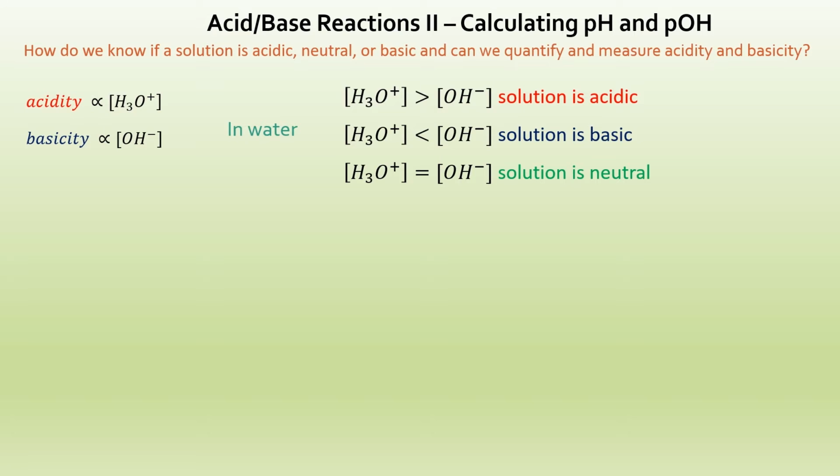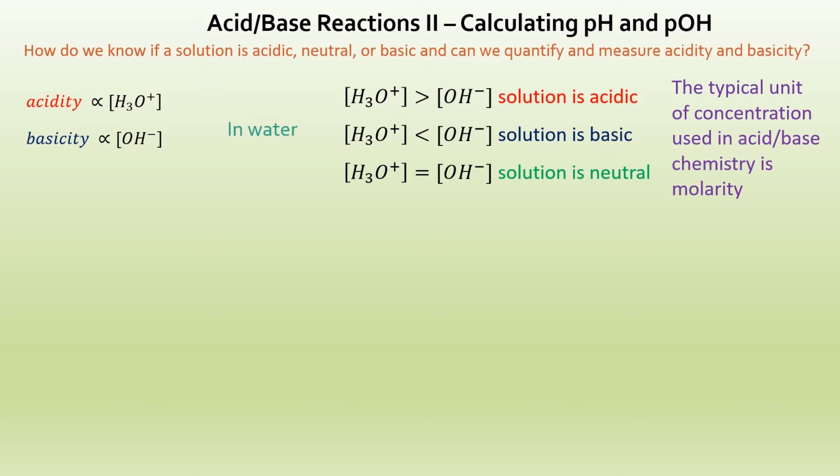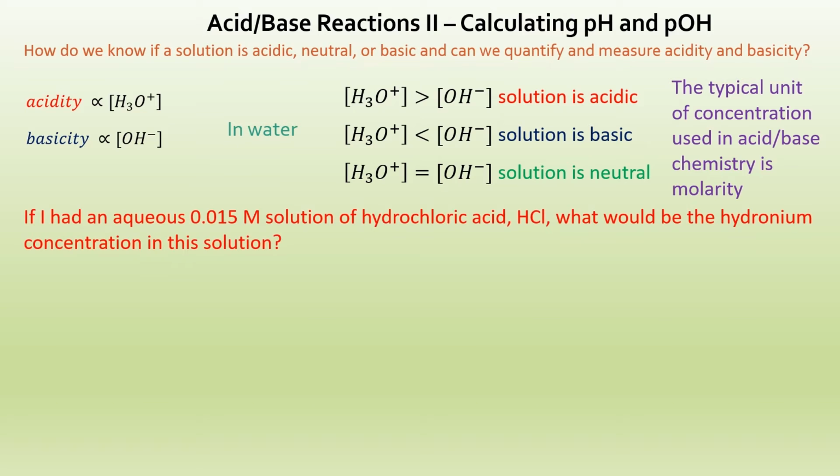Calculating the hydronium and hydroxide concentration is often straightforward, especially for strong acids and bases. The typical unit of concentration used in acid-base chemistry is molarity. So let's do a couple of examples. If I had an aqueous 0.015 molar solution of hydrochloric acid, HCl, what would be the hydronium concentration in this solution? Well, we know that hydrochloric acid is one of our 6 strong acids, which means it totally dissociates.